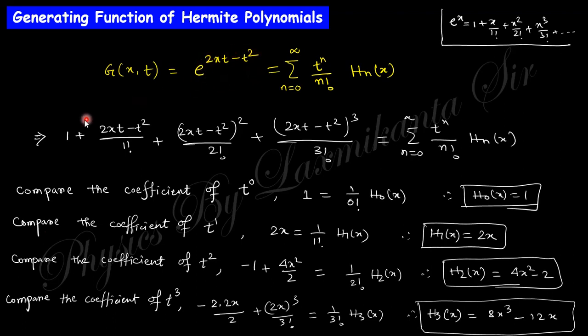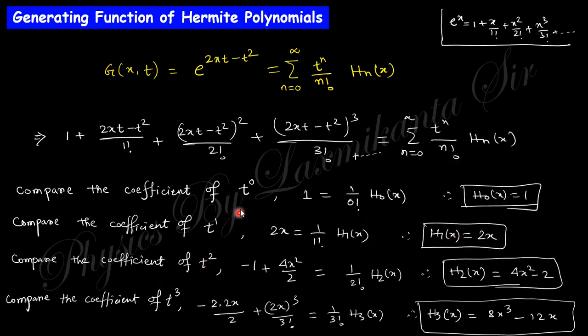If you expand this exponential, you know the infinite series expansion of e to the power x equals this. So if you expand this expression, this is not ended, this is plus dot dot dot. If we compare the coefficient of t to the power 0, here t to the power 0 is 1, and there it is 1 by 0 factorial, which is 1. So H0(x) is 1. If we compare the coefficient of t to the power 1, you can see here 2x is the coefficient of t to the power 1, and there it is 1 by 1 factorial H1(x). So H1(x) equals 2x.